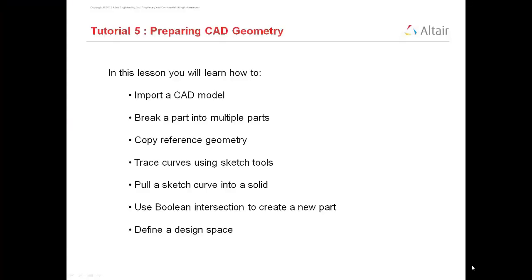So in today's session, we are going to see how to import a CAD model, break a part into multiple parts, copy reference geometry, trace curves using sketch tools, pull a sketch curve into a solid, use Boolean intersection to create new parts, and define a design space. So if we have a CAD geometry and we want to divide it into design and non-design parts, how can you do it in ST Inspire 9.5.